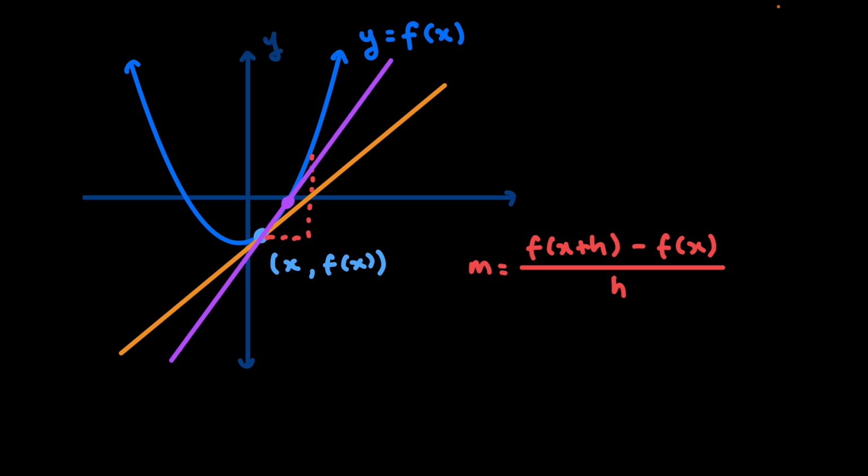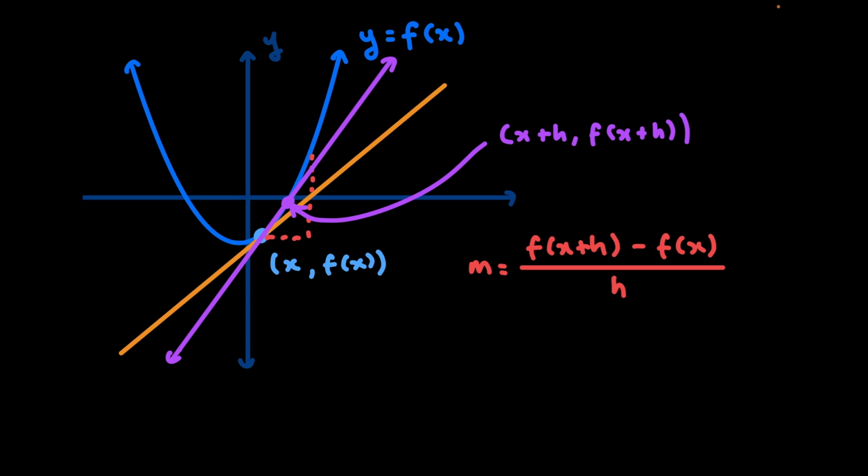Now you can already see, just by this graph, the gradient of this purple line looks much closer to the orange line than it previously did. Obviously it's still not exactly the same, but we've made a little bit of progress. So the coordinates of this point are x plus h, comma f of x plus h. To work out the gradient of this purple line, it's still the same formula, that hasn't changed: f of x plus h minus f of x, all over h.